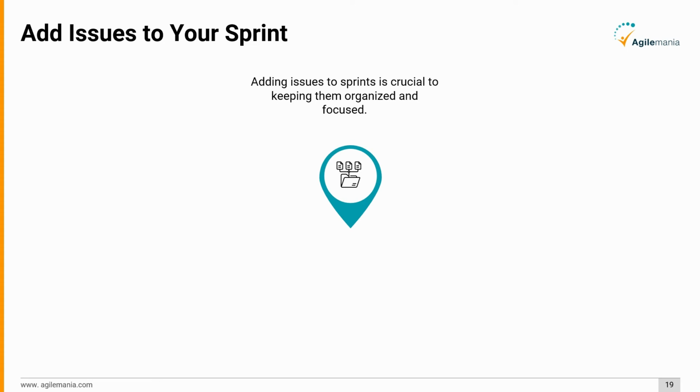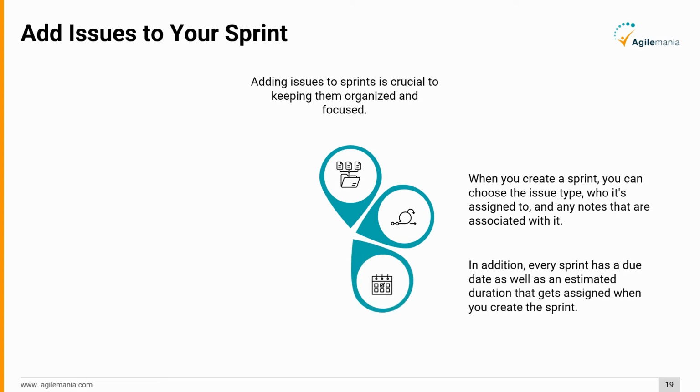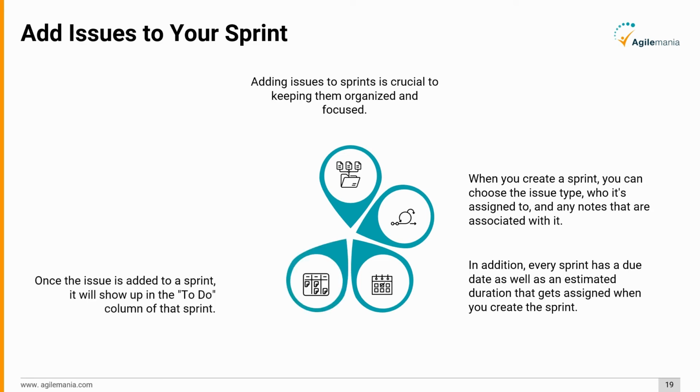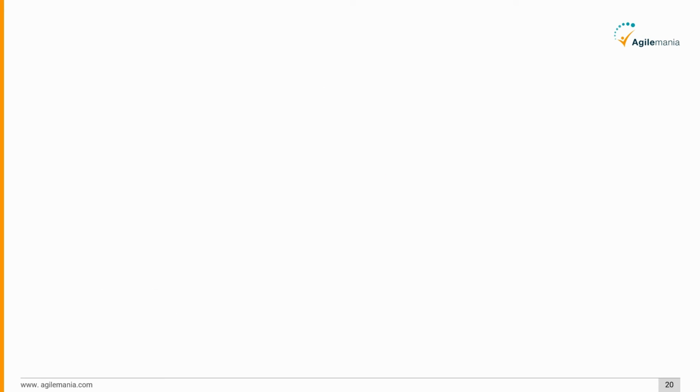Also, add issues to your sprint. Adding issues to sprints is crucial to keeping them organized and focused. When you create a sprint, you can choose the issue type, who it's assigned to, and any notes that are associated with it. In addition, every sprint has a due date as well as an estimated duration that gets assigned when you create the sprint. Once the issue is added to a sprint, it will show up in the to-do column of that sprint. This means that all of the issues in that column are part of this sprint and must be completed before moving on to any other tasks.